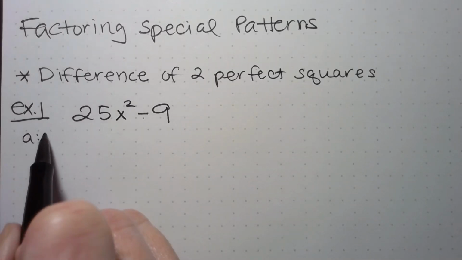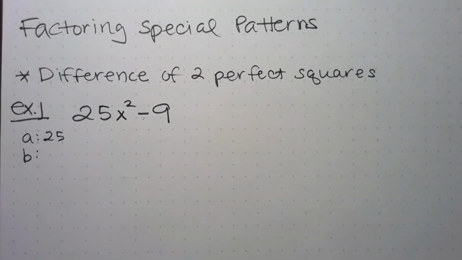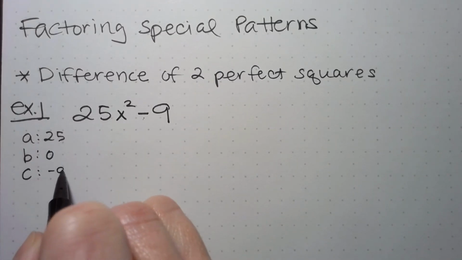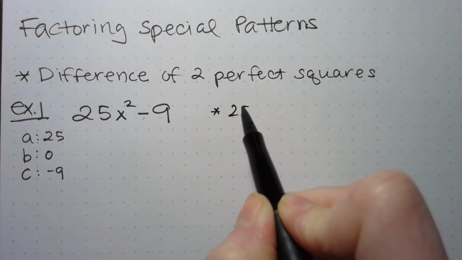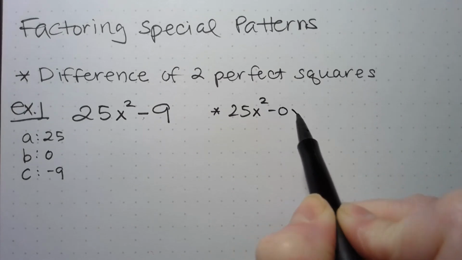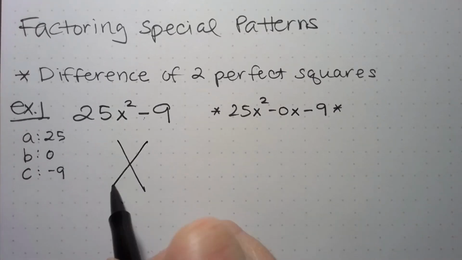So we're still going to follow our same process. My a is 25. Now if I don't have a b term, it doesn't mean b doesn't exist, it just means the b is a 0. And my c is a negative 9. Now, on a little side note, if I forced a b and I forced a trinomial, it would have to be a 0x, right? Because 0 times x is just 0. So that's why the b is 0. Okay, just a little side note. So we go through the same process.